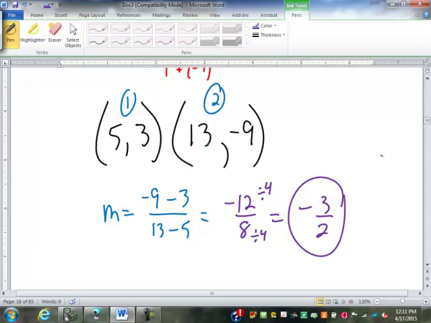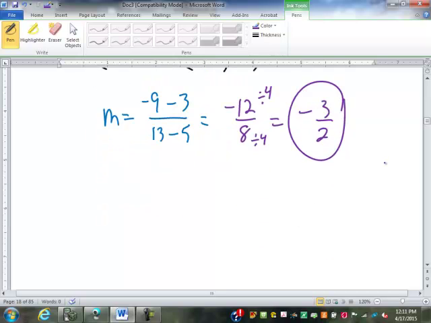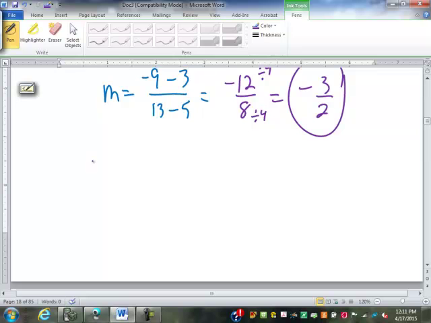With that, that's all we have for new material for today. So what I want to do is give you your homework, which is going to be page 226 in the book, 1 through 15, the odds.